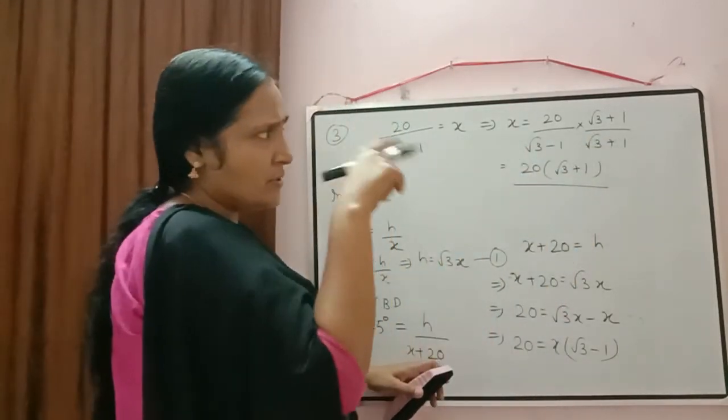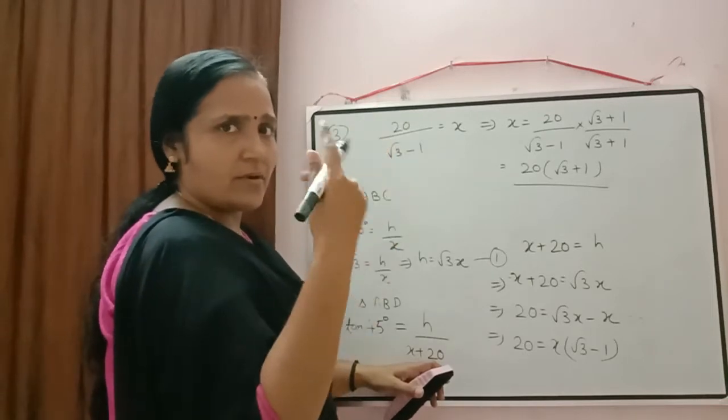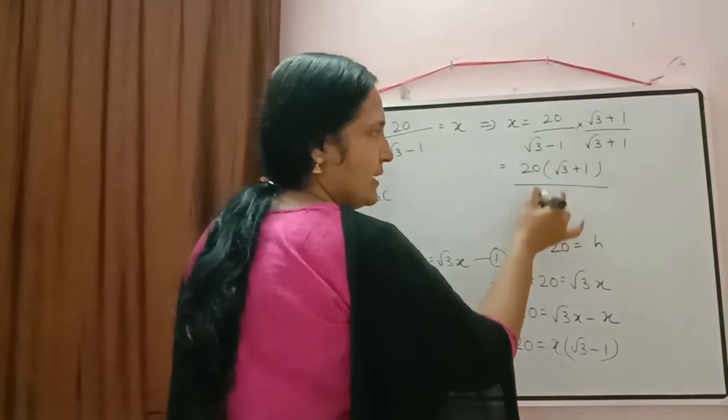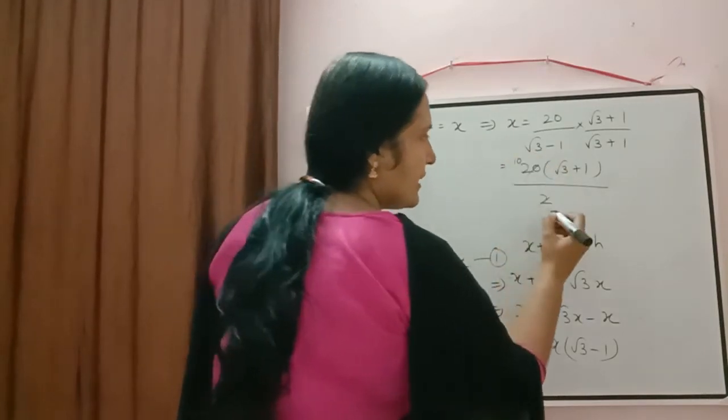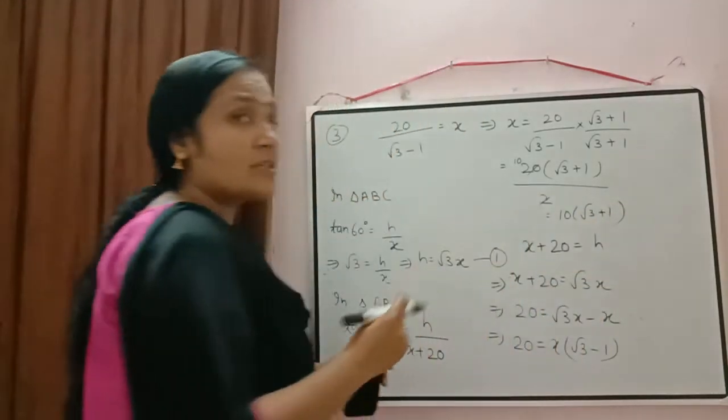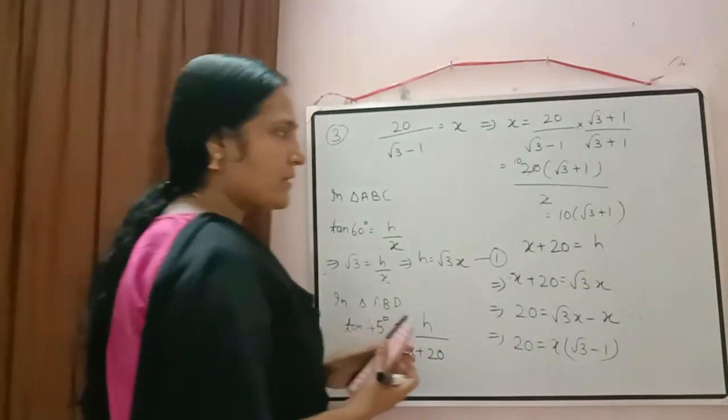So root 3 square minus 1 square. Root 3 square is 3. So 3 minus 1, 2 will come. So 20 and 2 will get cancelled. We are getting here 10 into root 3 plus 1. This is the width of the river which we are calculating there.